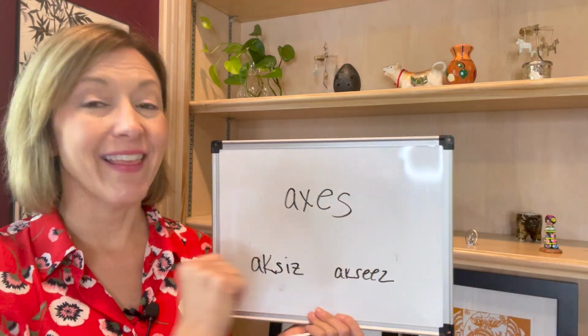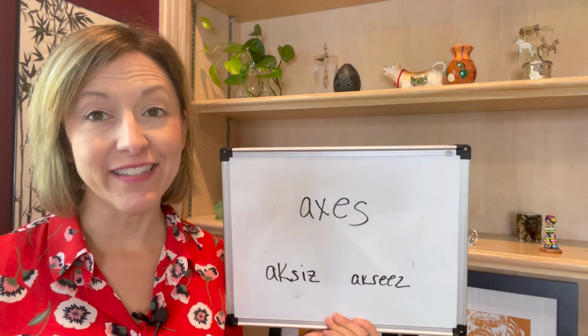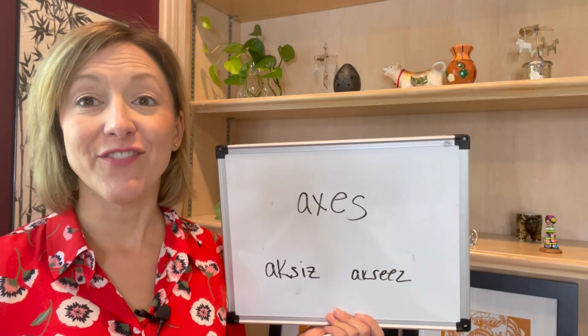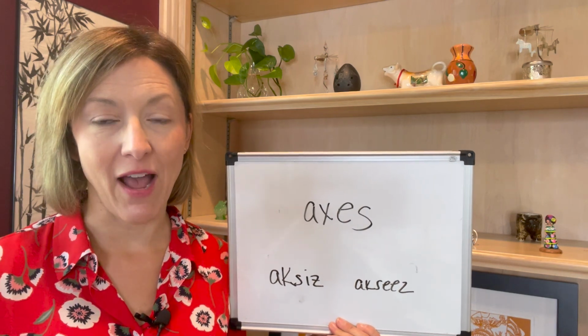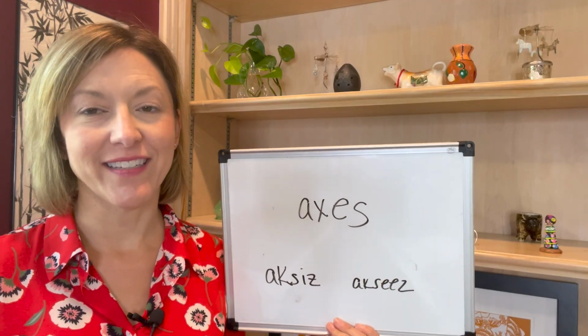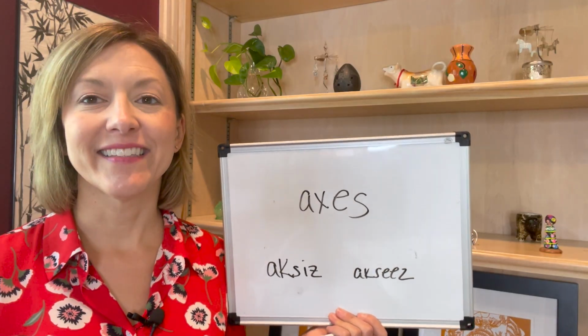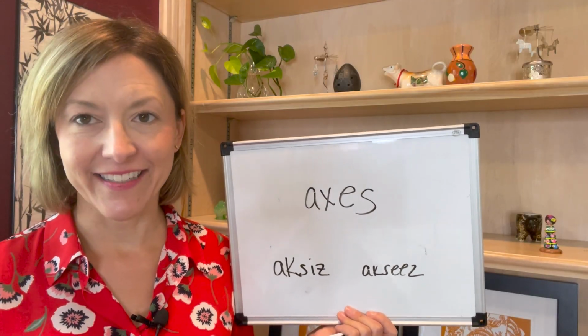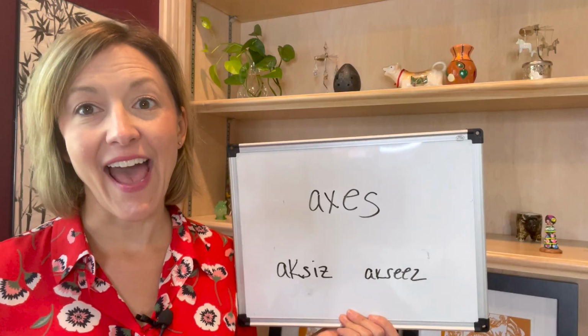Now for axes, which is the plural of axis, what we are going to do is end with ease. And to do this, your mouth is smiling and your tongue is very high, flat, and tense in the mouth. E. And then you're going to end with that Z again. Let's put that together. Axes, axes, axes.